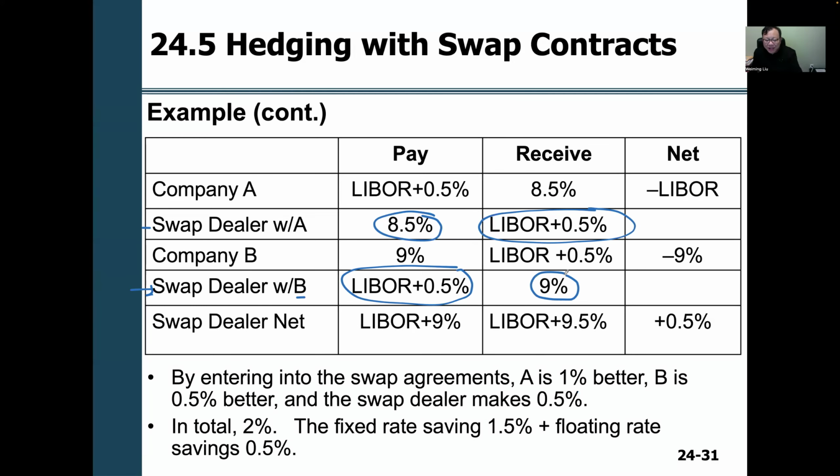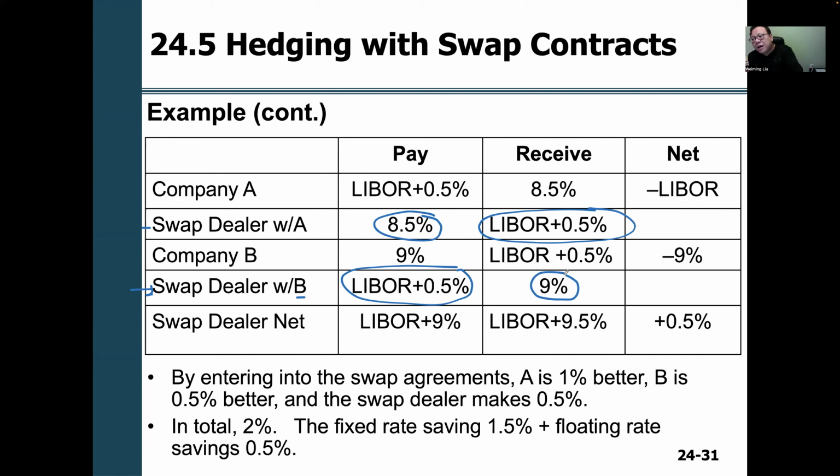So let's take a look together. By entering into this swap agreement, A is 1% better, right? A wants to have a floating contract, and the cost after the swap contract is LIBOR. If A got this floating from the bank, that rate is LIBOR plus 1%. So that's an achievement of saving 1%.